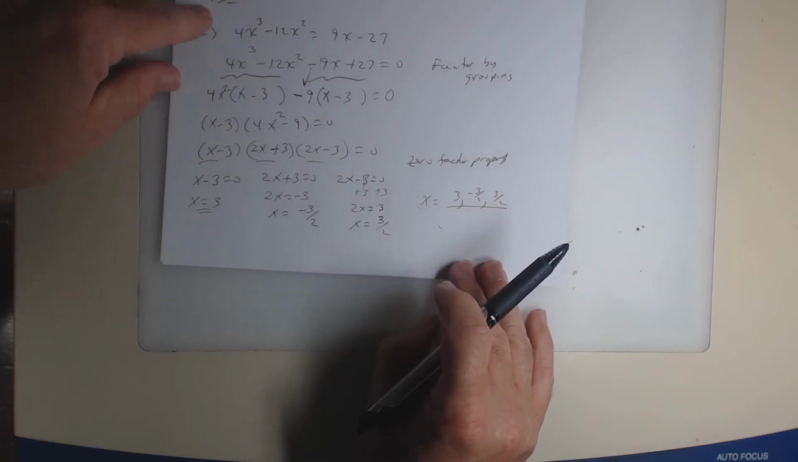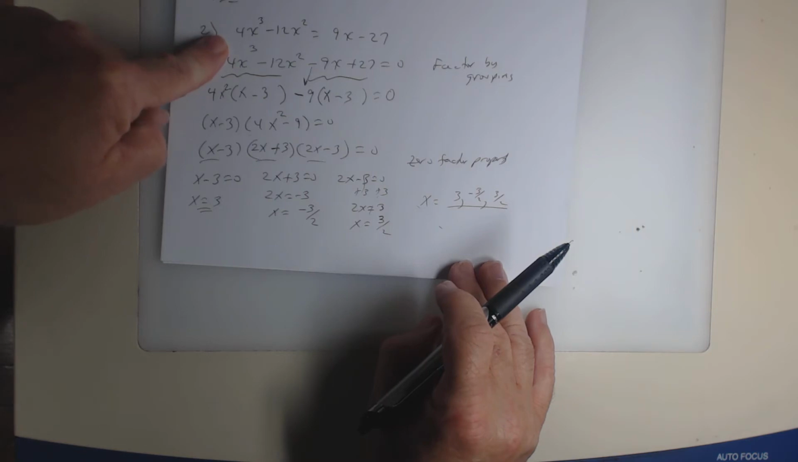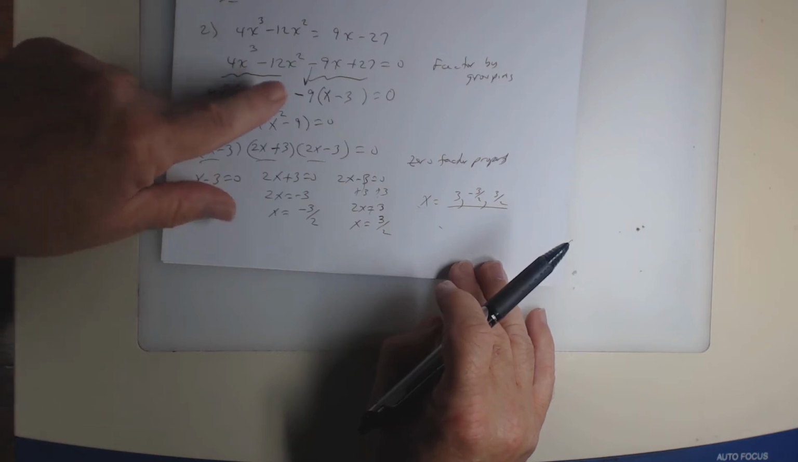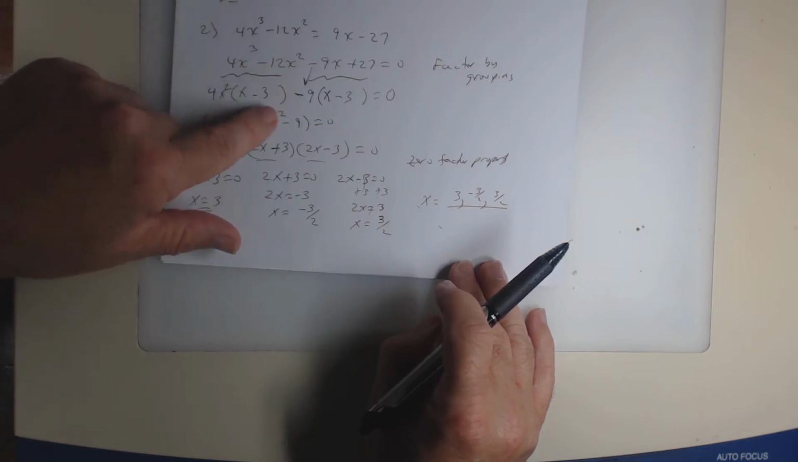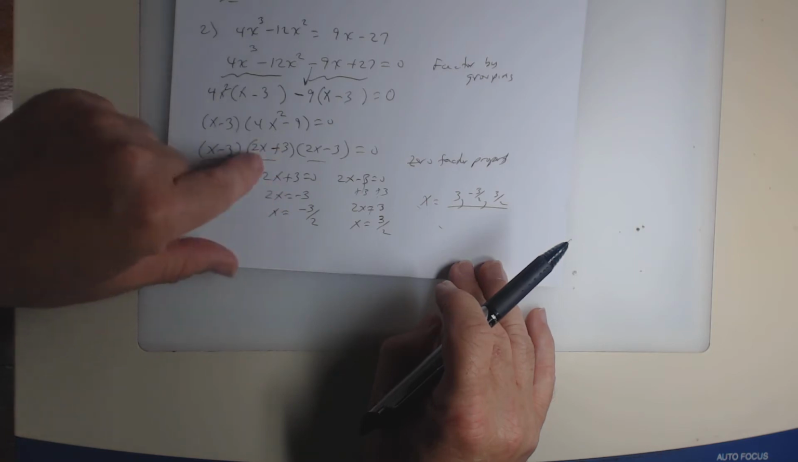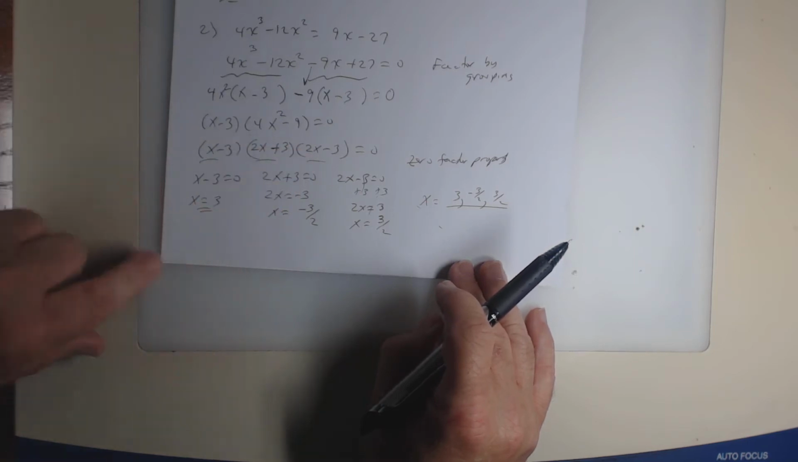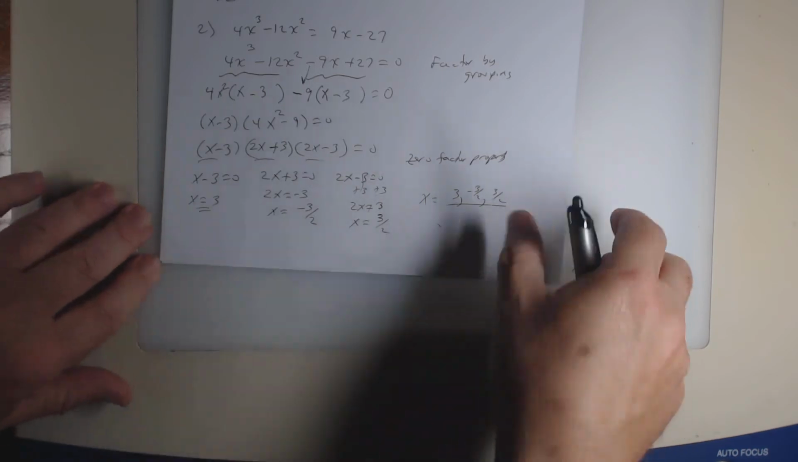Okay, so that was solving a polynomial equation. From last semester, you had to remember some stuff about grouping, and this is how you group them. And then you set each one equal to 0. Okay, let's look at this one.